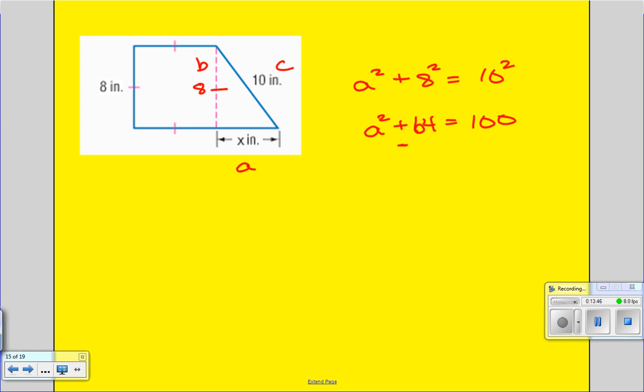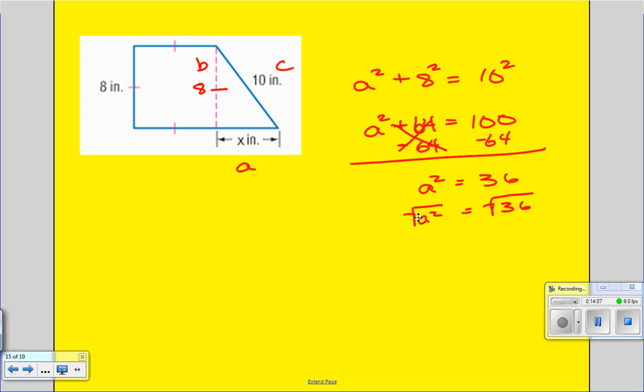We're going to solve. We have a positive 64 next to our variable. We're going to remove that with its opposite, negative 64. Positive and negative 64 make 0. That leaves us with a squared equals 36. The square root of a squared equals the square root of 36. All right. The square root of a squared is a. A times a is a squared. And the square root of 36 is 6. So the side length here is 6 inches.